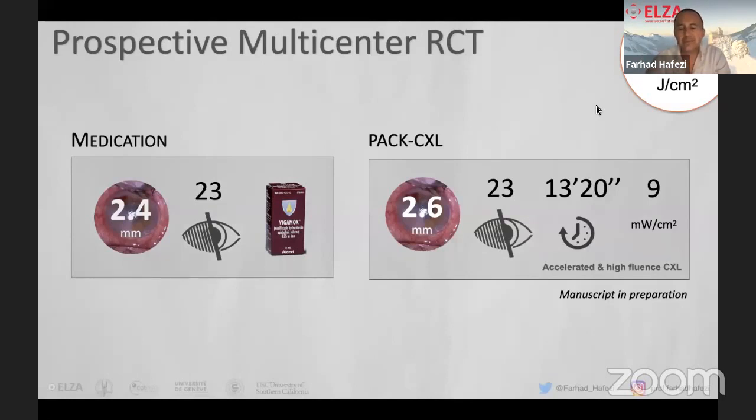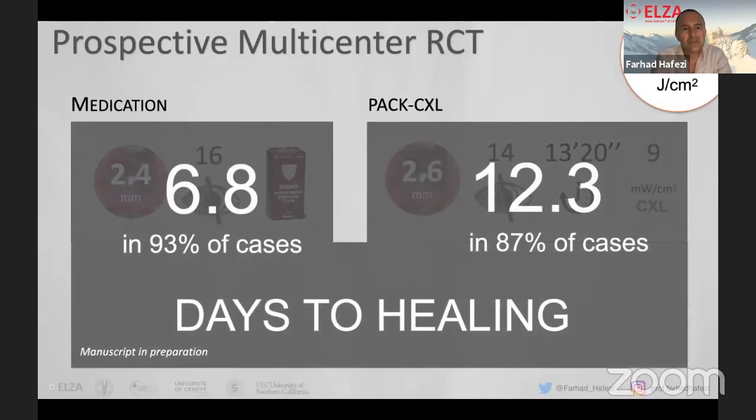First of all, look at the small percentage. We had healing with PAC cross-linking in 87% of cases. No significant difference to antibiotics and antimicrobials. So one single treatment was enough to stop the entire process. And the difference in time to healing was not significant. A little longer in PAC cross-linking, but no significant difference. In other words, PAC cross-linking alone has the potential to heal the cornea completely.